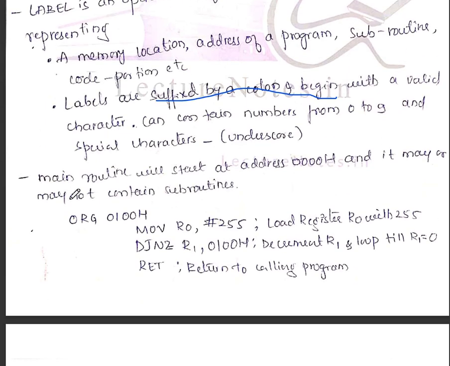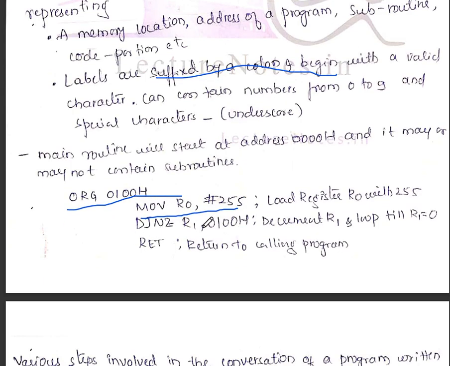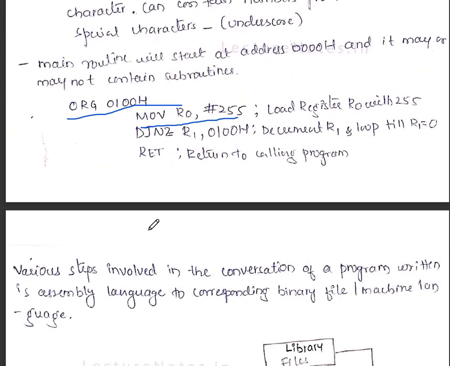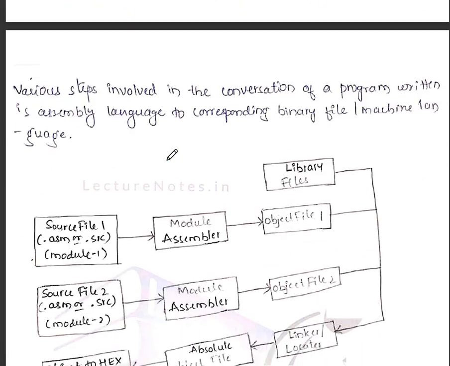Next we'll discuss how to write the program. ORG 0100H, which is in hexadecimal, and you are going to load the register R0 with the value 255, and DJNZ represents decrement R1 and loop till R1 is zero. Next RET is the command used to return to the calling program.